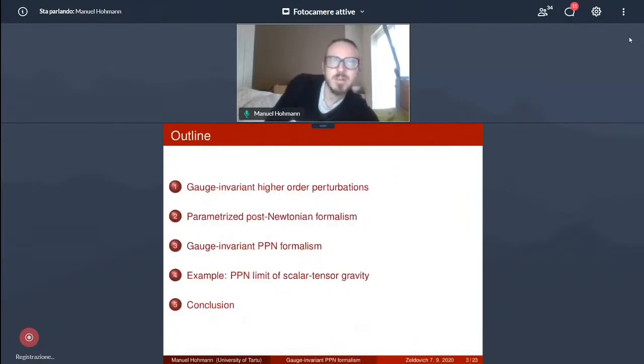So let me start with a very brief outline. I would like to show you what these gauge-invariant higher order perturbations are, and then give a very brief recap of the PPN formalism, and show you how these are connected to each other.